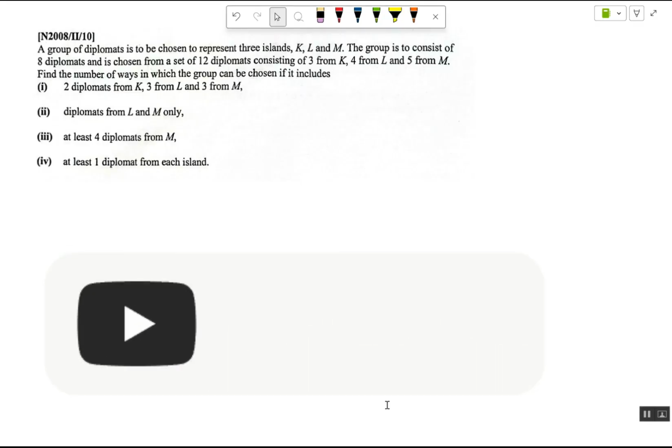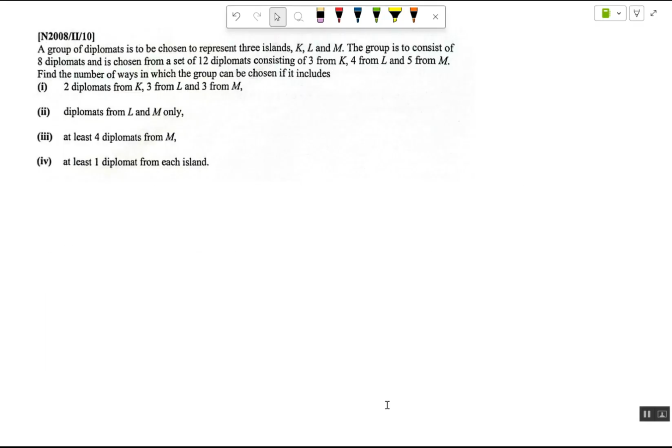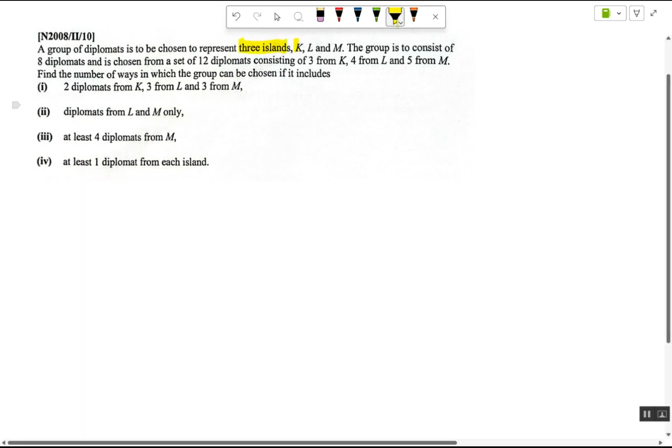In this P&C question from the end 2008 paper, we are looking at a group of diplomats to be chosen from 3 islands. The group is to consist of 8 diplomats. So whatever I do, I'm only choosing 8 diplomats from the set of 12, consisting of 3 from K, 4 from L, and 5 from M.